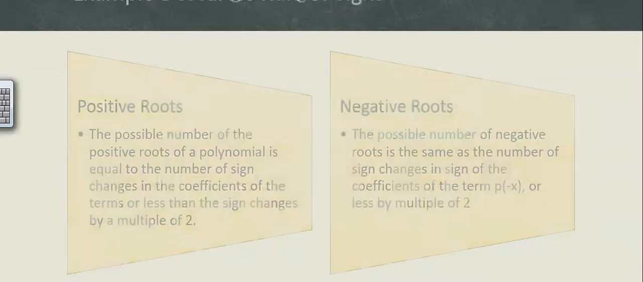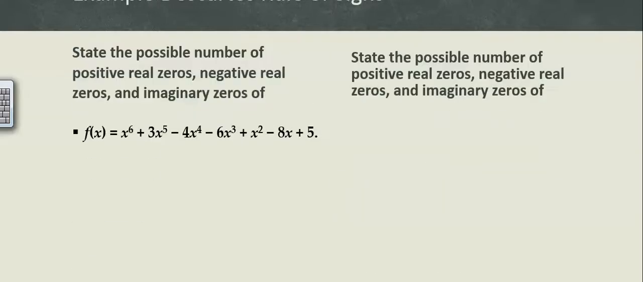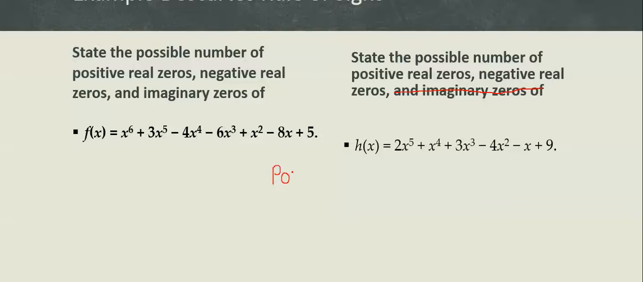Here's an example. This is the one that we did in class. So I'm going to go ahead and do this one. They're asking, state the possible number of positive real zeros and negative zeros, and for right now, we're just going to ignore the imaginary zeros of it. So to find the positive ones, I'm going to work with the original problem, and I'm just going to count the sign changes.